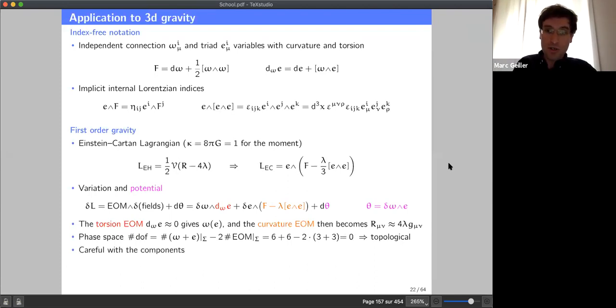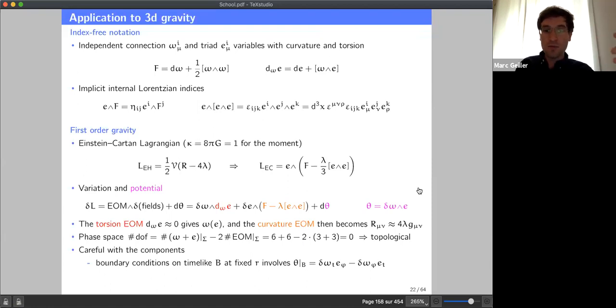Now, just as a word of caution at this point, I just want to say that we are going to start to work with the symplectic potential. We have to be a bit careful when we work with differential forms about where the components actually are and what we do with these objects. Because these forms, we are free to pull them back on various lower dimensional manifolds. So for example, if I pull back the symplectic potential on a time-like boundary, spanned by coordinates, let's say a time t and an angle phi, you see the symplectic potential delta omega wedge E in components picks up the t and the phi components of omega and E.